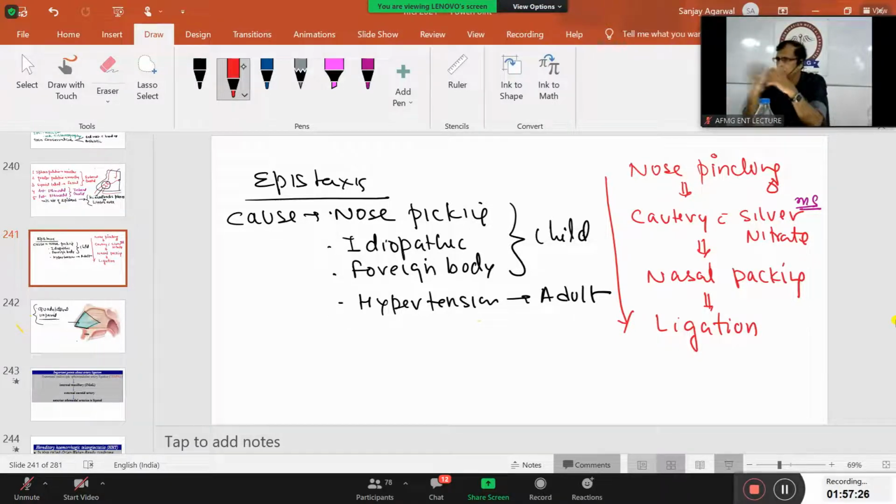And you know what is ligation? You tie with thread, take a suture and ligate. The question will ask you which is the first artery you ligate. Obviously, sphenopalatine artery, because that's the main artery of the nose.